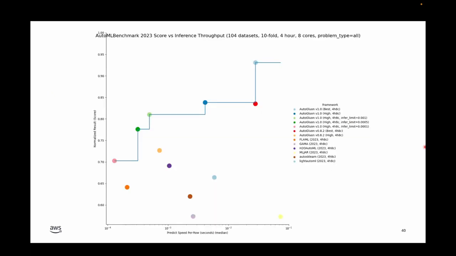Another thing: what we have considered so far was just the performance, the ultimate results, what is the best possible score. But of course, in many applications, it's not just about having the best possible score. You also often have constraints on the inference time.